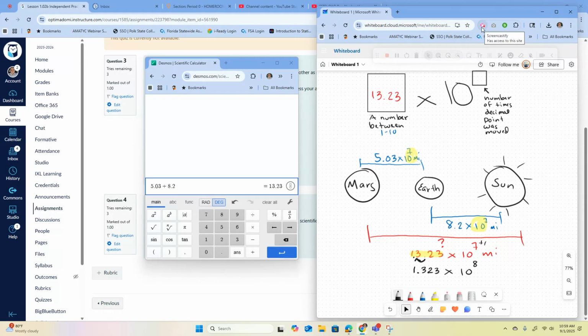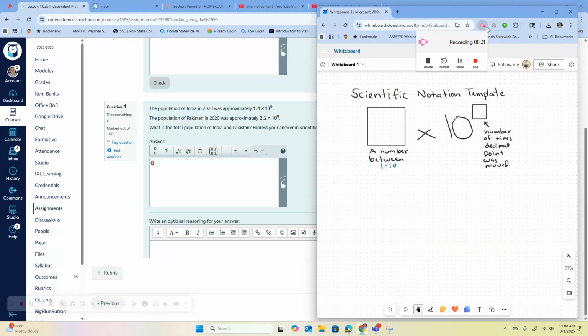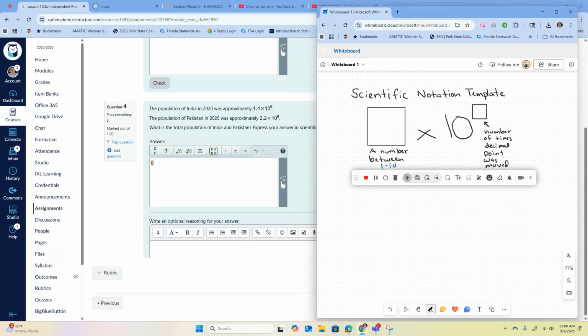We're going to do something similar in question 4. In question number 4, we have a different scenario. Now we're comparing the population of two countries, India and Pakistan. Again, I'm going to change the numbers, but the problem is done in the same way.